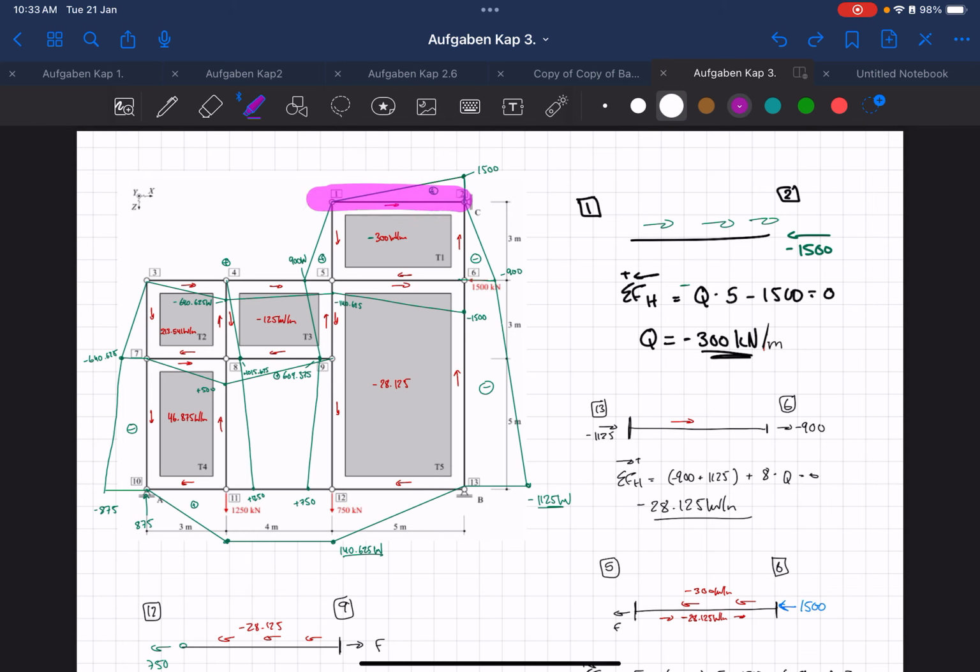Because this line is alone. There's nothing else that's modifying it.